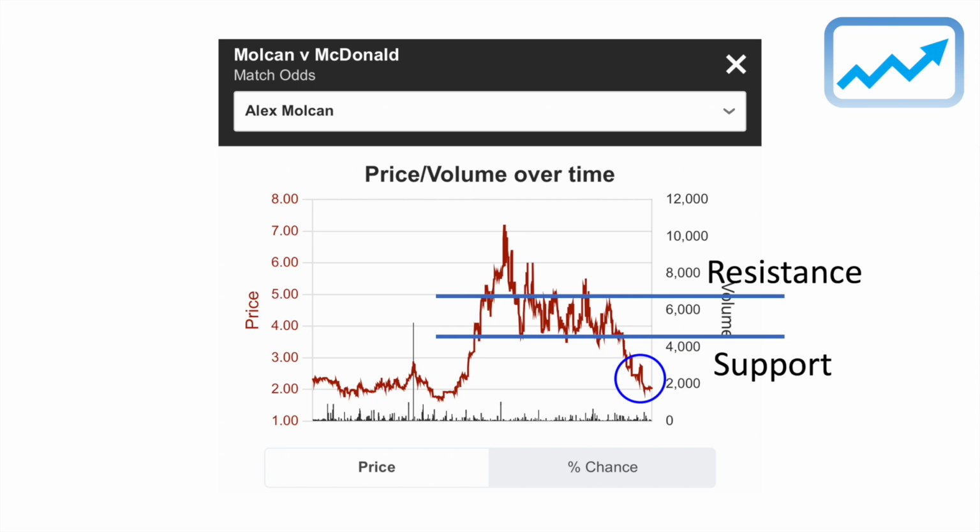Now this is yet another mechanical element to tennis trading, in that due to the fact that Malkin has now pulled a set back and it is now 1-1, then the prices will return to starting prices. As you can see, Malkin started the match at the price of just above 2.0.